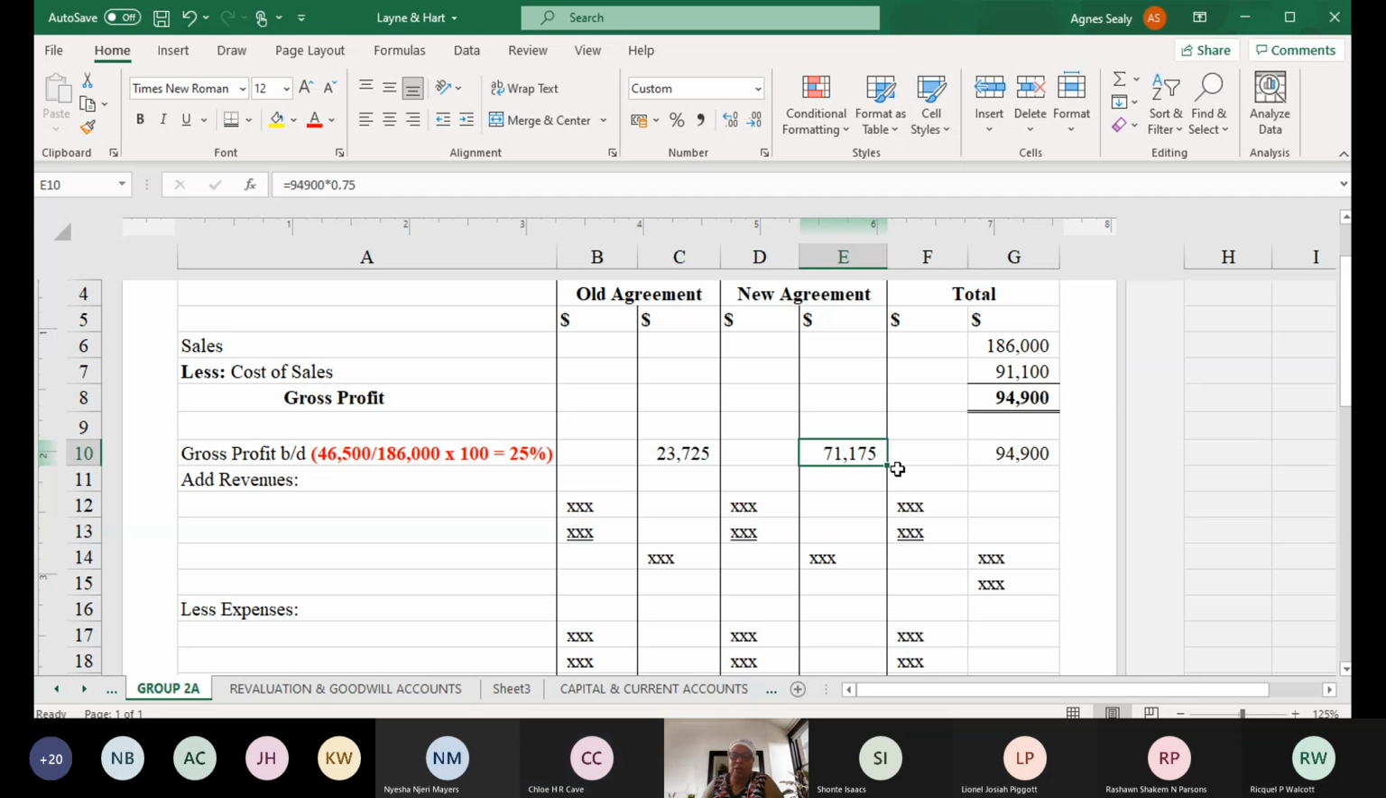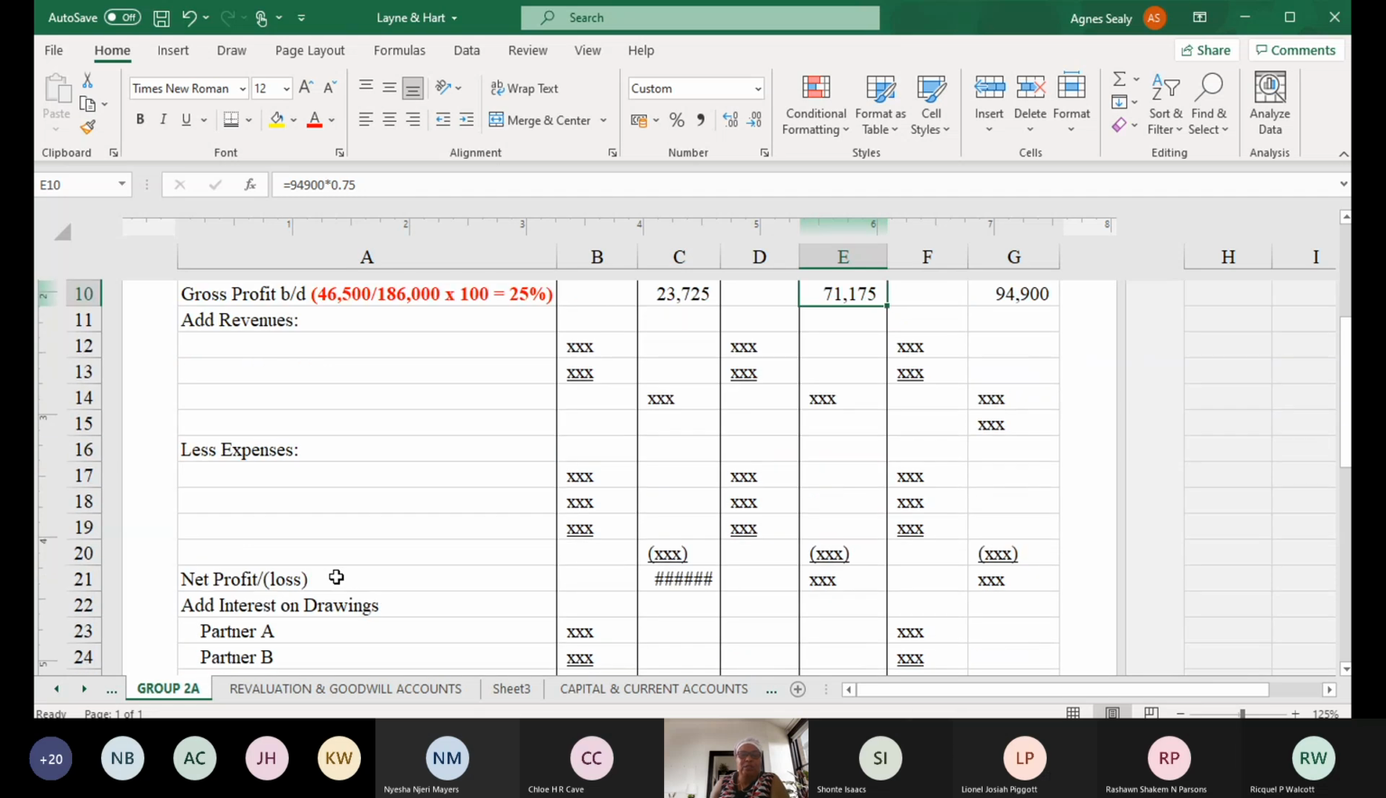So what I am going to do, I'm going to stick a pin here for today, and I'm going to work you a bit. So what you're going to do for me, you are going to go on now and use the same outline. You're going to add your other revenues, because we have other revenues. So you're going to add your other revenue to your gross profit under the old and under the new. And then I want you to go down and do your expenses.